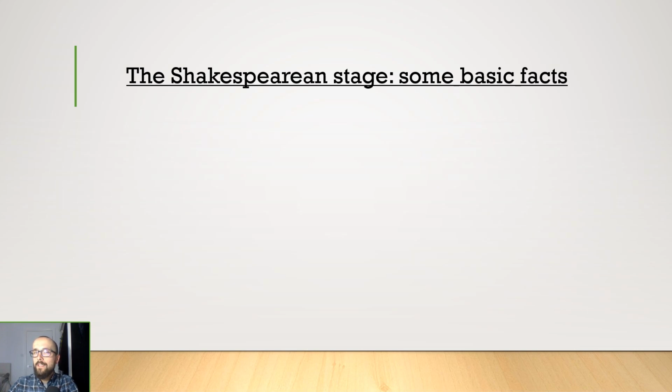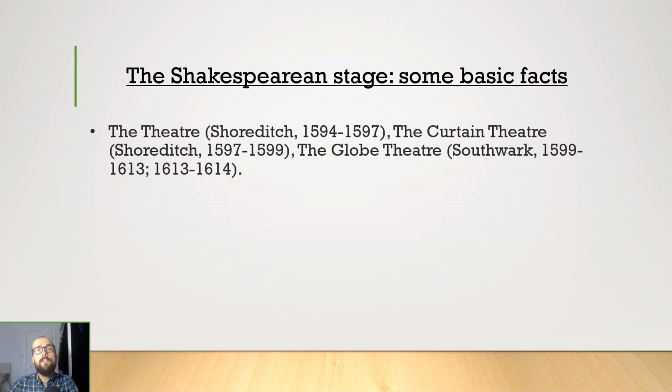Now, when we talk about the Shakespearean stage, we're actually talking about 3 different theatres. The very imaginatively named Shoreditch-based The Theatre, which Shakespeare's playing company used between 1594 and 1597. The Curtain Theatre, also based in Shoreditch, which they used between 1597 and 1599. And, most famously, the Globe Theatre, based in Southwark, between 1599 and 1613. It then burned down, but they rebuilt it, and Shakespeare and co. continued to put on plays there for about another year or so.